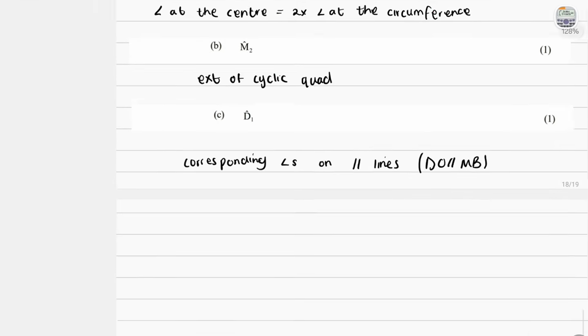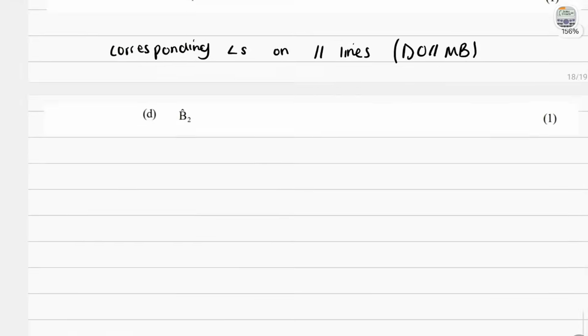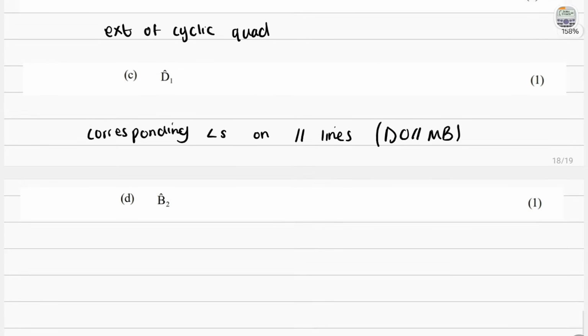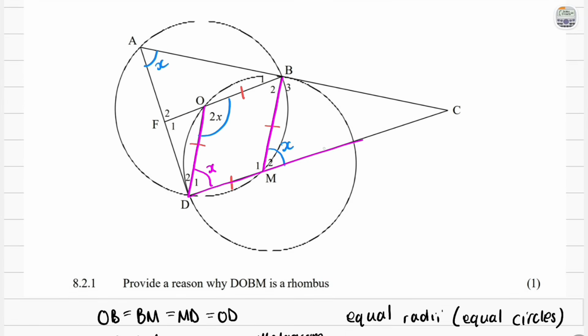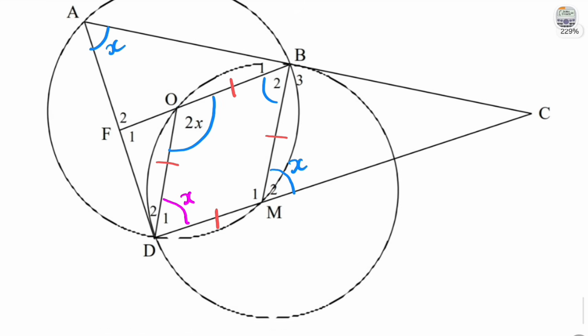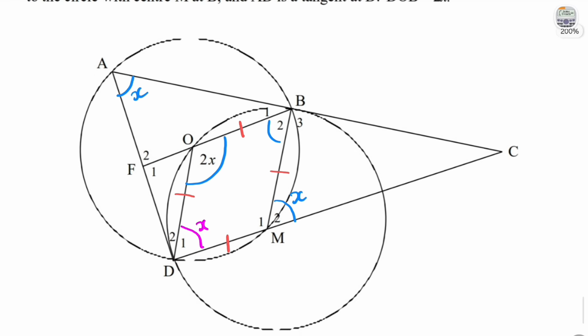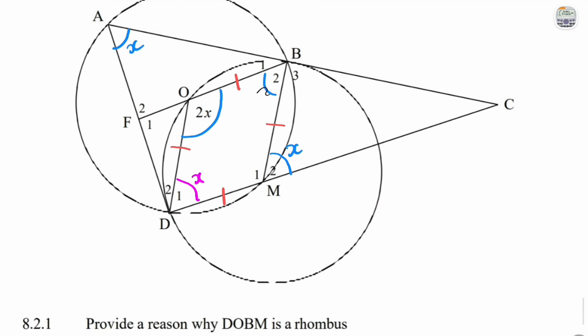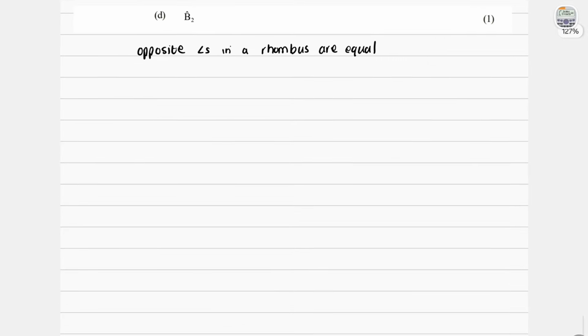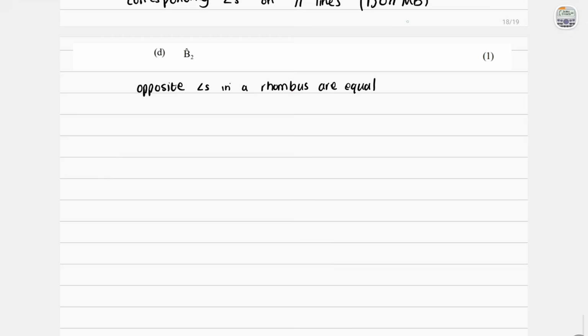Moving on to the next question. The next question, D, is we need to show why angle B2 is equal to x. Angle B2 has to do with, again, a rhombus. You can see that this is a rhombus, and in a rhombus, the opposite angles are equal. So we can tell them that: opposite angles in a rhombus are equal. So that is also equal to x. And there we go. Moving on to the next question.